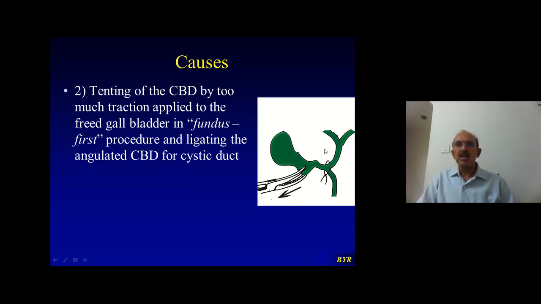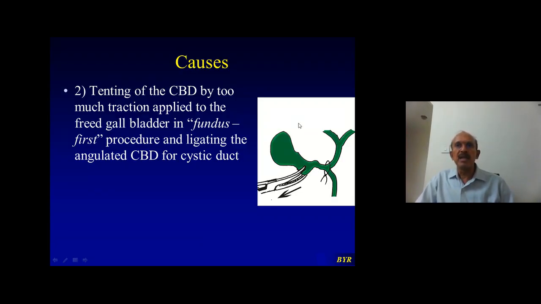One is a retrograde method, the other is the antegrade method. Retrograde method is also called the duct first method, where you start your surgery at the Calot's triangle by dissecting the duct, ligating the duct, and proceeding towards the fundus of the gallbladder. This is the commonly done procedure.